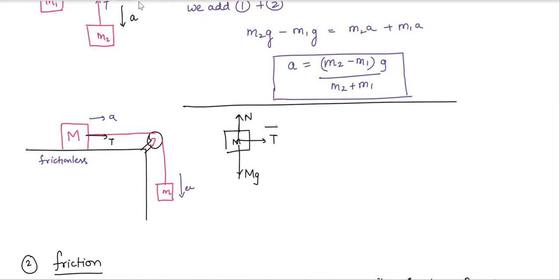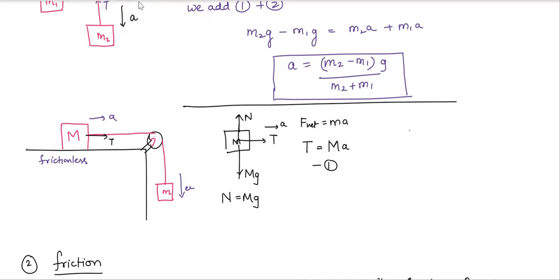The acceleration is in the horizontal direction. Since there is no acceleration in the vertical direction, I will take N equals Mg, that is the normal force and weight balance each other out. But when I do net force equals mass times acceleration in the horizontal direction, only the tension force is there, and the mass is capital M and there is acceleration. Let this be equation 1.